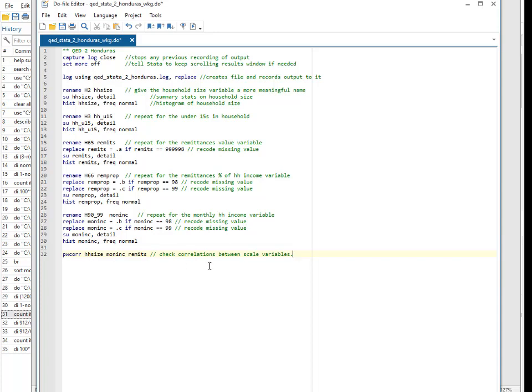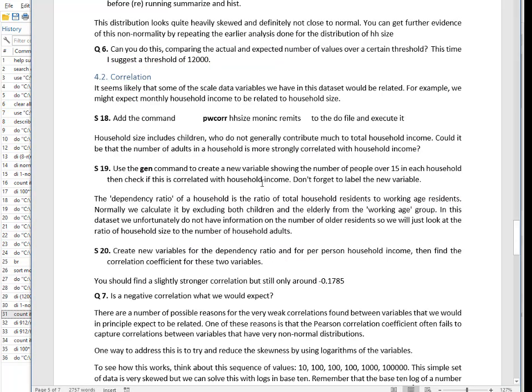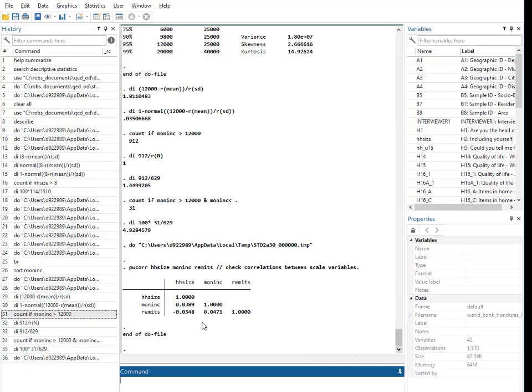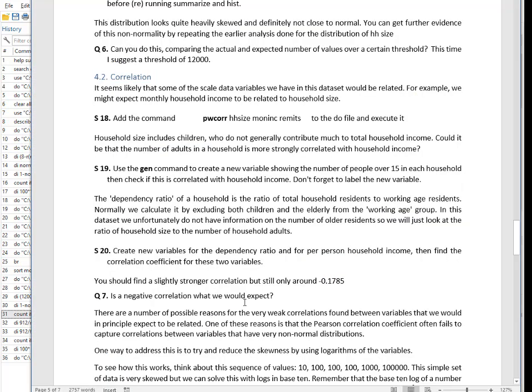So again, put a comment on what you're doing. Execute that. And as you can see here, pretty low correlations, they're practically zero. So no evidence there that these things are at all related in terms of being correlated, which is surprising.